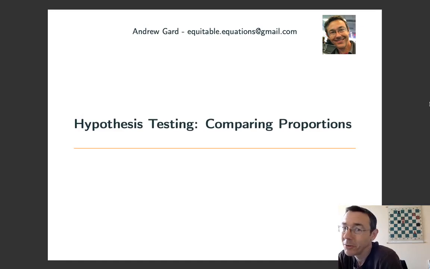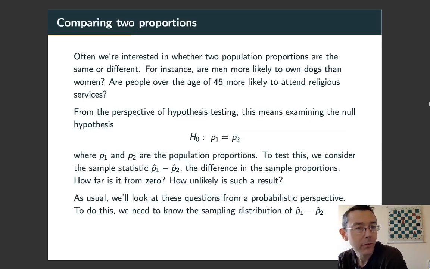Hey everybody, today we're doing more hypothesis testing. In particular, we're considering a situation where we have two populations and we'd like to know whether the proportion of successes in each population is the same or different. For instance, we might want to know, are men more likely to own dogs than women? Or are people over the age of 45 more likely to attend religious services?